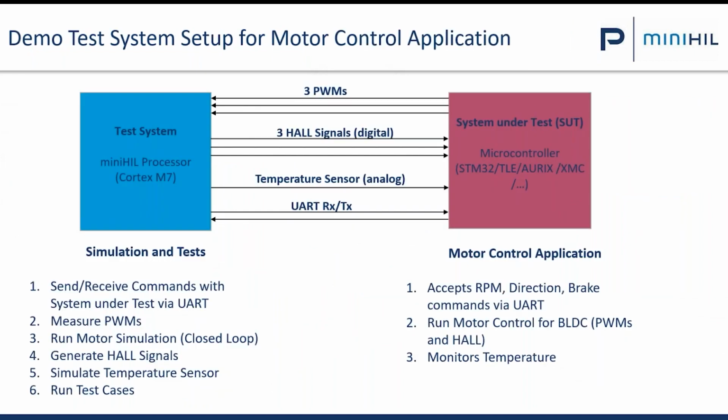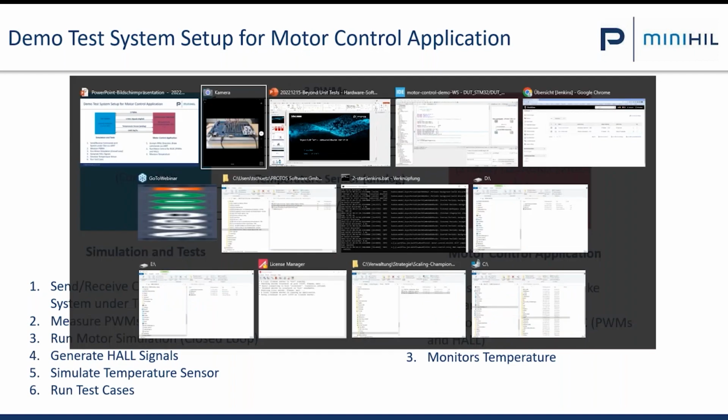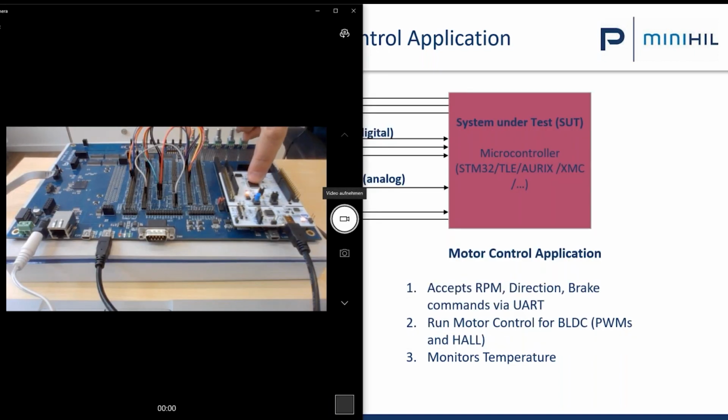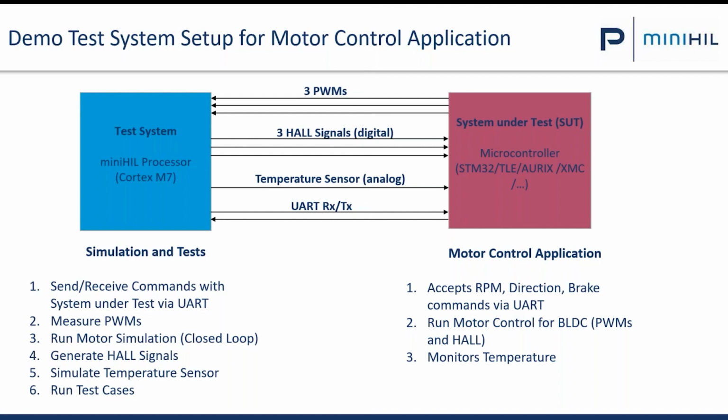Okay, let's have a look at the demo system test setup for the hardware in the loop, for the software in the loop. I explained to you already the unit tests here. Hardware in the loop is a bit more complicated, of course. So in the system under test, that's here on the right side, we have this microcontroller. We have an STM32 Cortex M4. It runs a motor control application. That's a typical application of many projects with a BLDC motor.